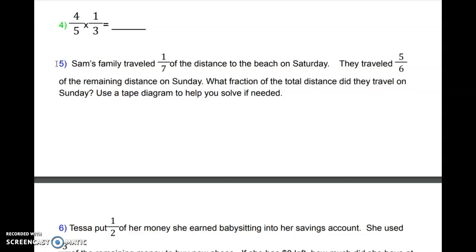You need to start by making a tape diagram. You need to show what 1/7 of the distance would look like. Make sure you label that Saturday. Then cover up your 1/7 and then label 5/6 of the remaining distance as Sunday. Once you've done that, you can figure out the total distance that they traveled on Sunday out of how many total boxes there are in your tape diagram.